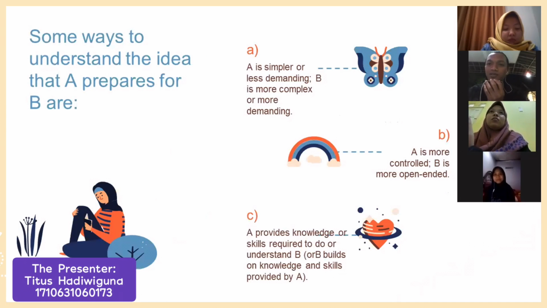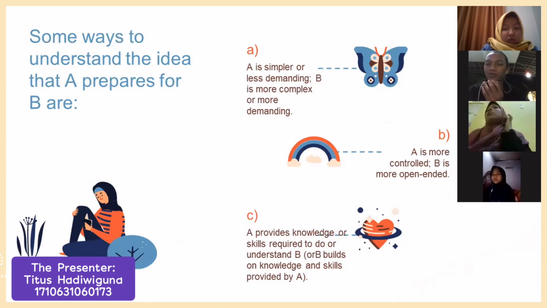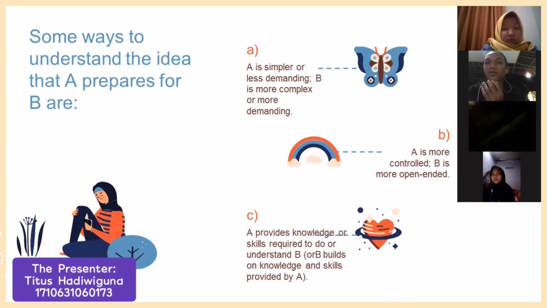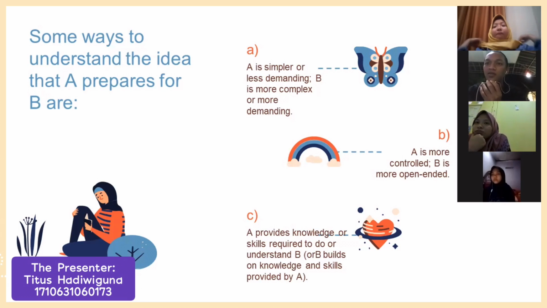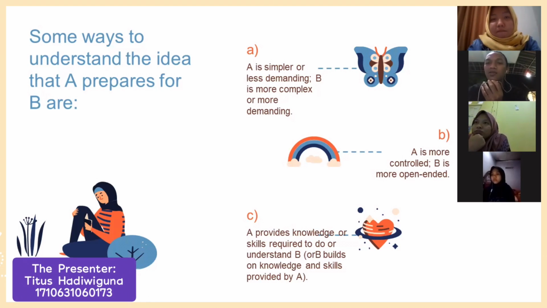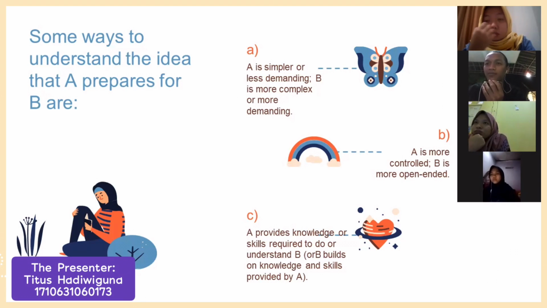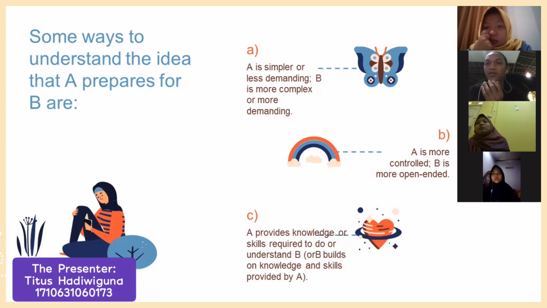Some ways to understand the idea that step A prepares for step B: the first one is A is simpler or less demanding, B is more complex or more demanding. For example, in Brooke Palmer's course, describing a mechanism is simpler than describing a process. In a grammar sequence, the present perfect tense is typically learned after the past tense because it is considered more complex linguistically. For example, it has an auxiliary, then is added by the past participle, and conceptually it is about the past as related to the present.